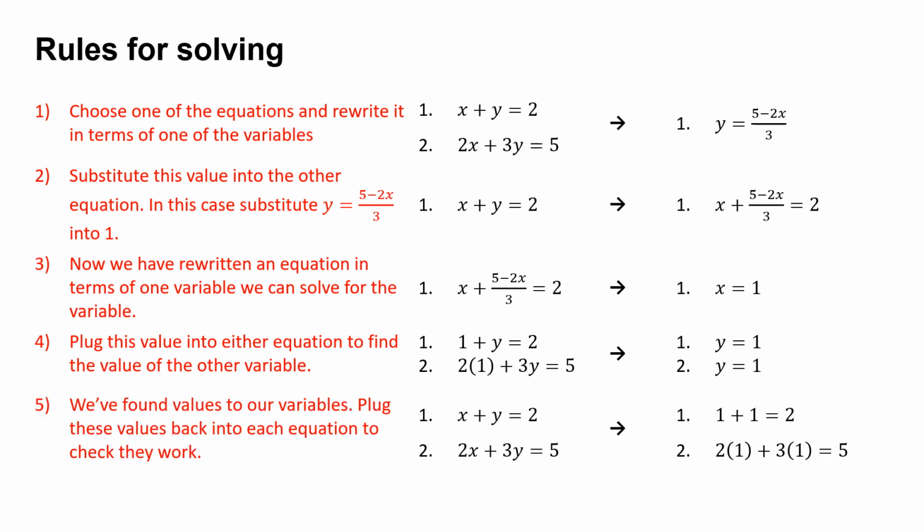So now we can just do a sanity check. I like to do this just to make sure we haven't made a mistake. We've got our answer as x equals 1, y equals 1. If we plug these values back into the two equations, we can check. We've got x plus y equals 2. Well, that's 1 plus 1, which equals 2, so that's correct. Equation number 2, we've got 2x plus 3y equals 5. So that's 2 times 1 plus 3 times 1, which does indeed equal 5. So we can see that our answers are correct.